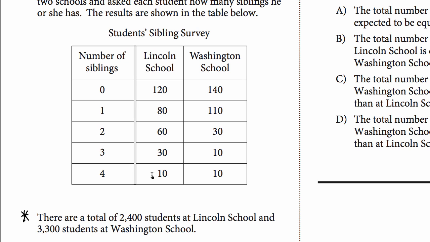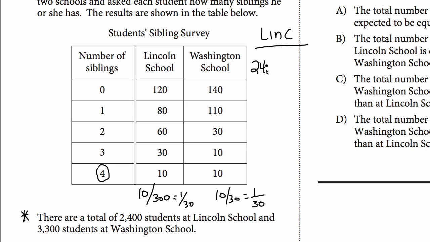They have different amounts. So at Lincoln School, 10 out of 300 people, right? Each school had 300 people surveyed, had 4 siblings. So 10 out of 300, which is 1/30. And then Washington School was 10 out of 300. So that ratio, 1/30 of the kids you can expect to have 4 siblings. So now you've got to go back. So Lincoln School, and I'll just write it up here. Lincoln School was 2,400 times 1/30. That's why we use that information. So we get rid of that, and that should be 80, right?